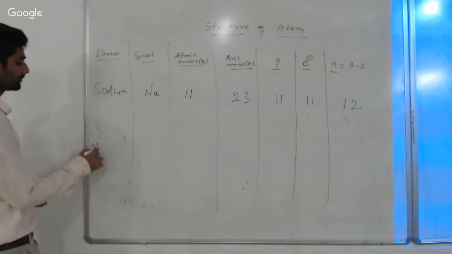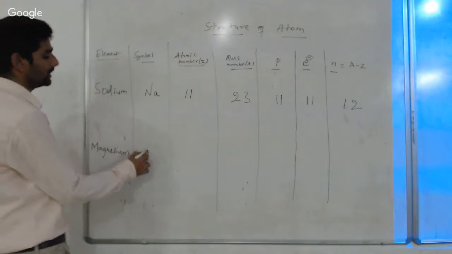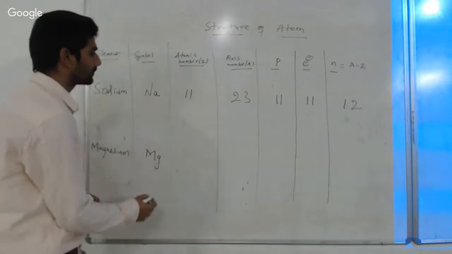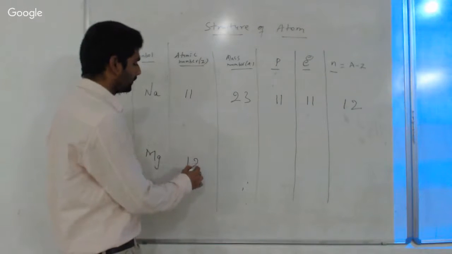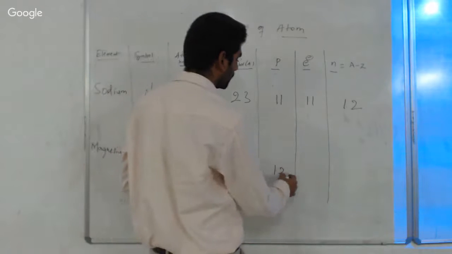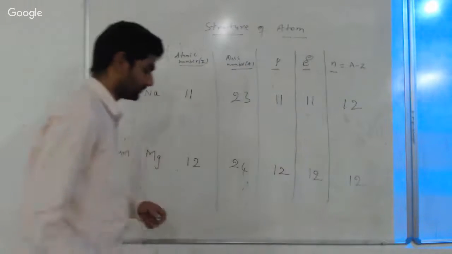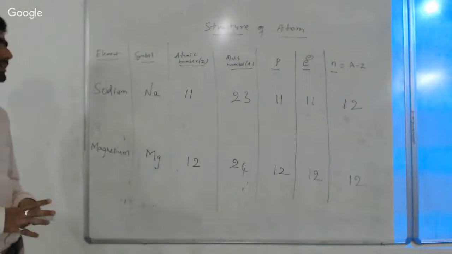Magnesium. Symbol is Mg. Atomic number 12, mass number 24, number of protons 12, number of electrons 12, number of neutrons 24 minus 12.